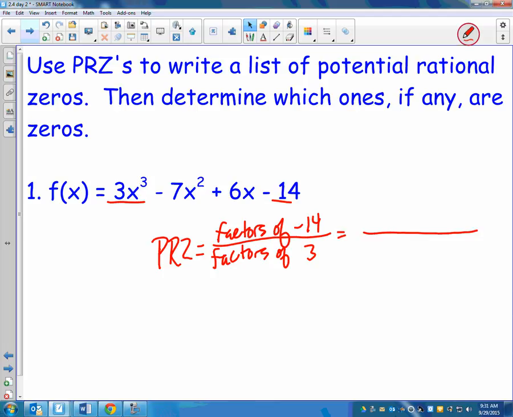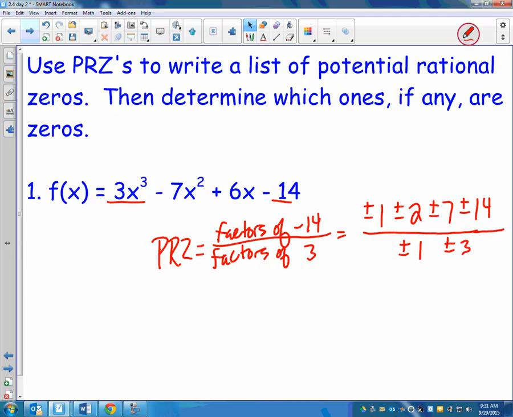So, factors of 14, what do you got? 1, 2, 7, and 14. Notice it's negative 14, and you can put the negatives whichever way you want. You could say negative 1 times positive 14, or positive 1 times negative 14. So we account for that by just doing plus or minus: plus or minus 1, plus or minus 2, plus or minus 7, plus or minus 14. That's a lot of terms there. Factors of 3: 3 is a prime number, so it's just plus or minus 1, plus or minus 3. Remember doing this last year?